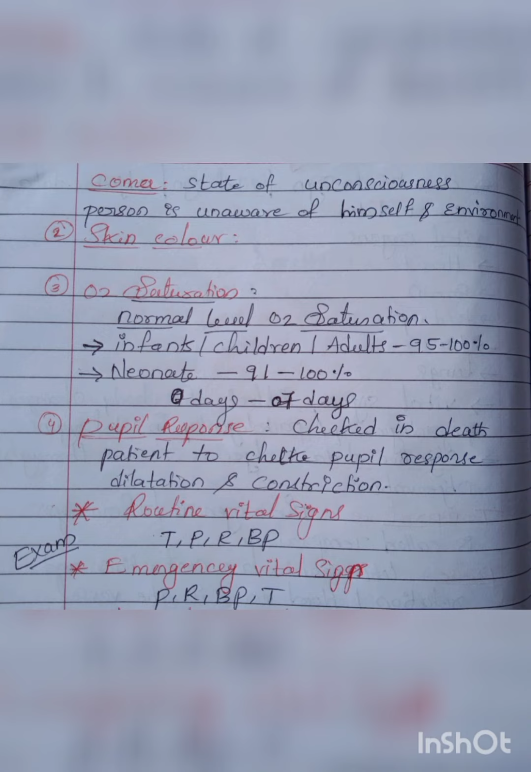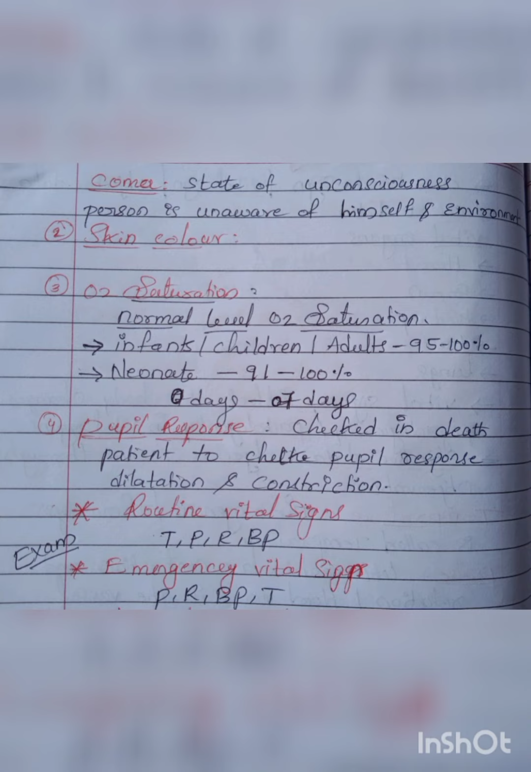Whereas in neonate, meaning the age 0 days to 7 days, the neonate's oxygen saturation we can consider normal as 91. From 91 we can consider it as normal level.